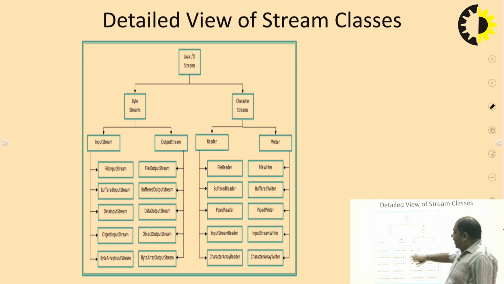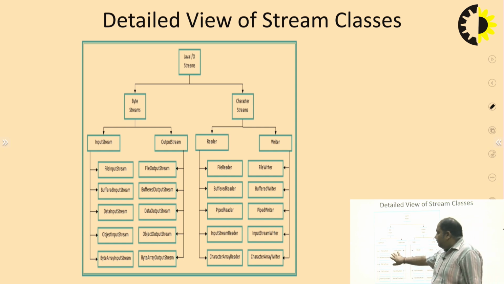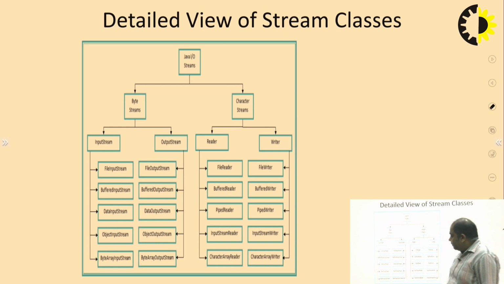In the same way, we have the output stream with file output stream, buffered output stream, data output stream, object output stream, and byte array output stream. The same is with the character stream classes. We have reader and writer, two subclasses, and these have the classes: file reader, buffered reader, piped reader, input stream reader, and character array reader. It is the same way in the writer: file writer, buffered writer, piped writer, output stream writer, and character array writer.